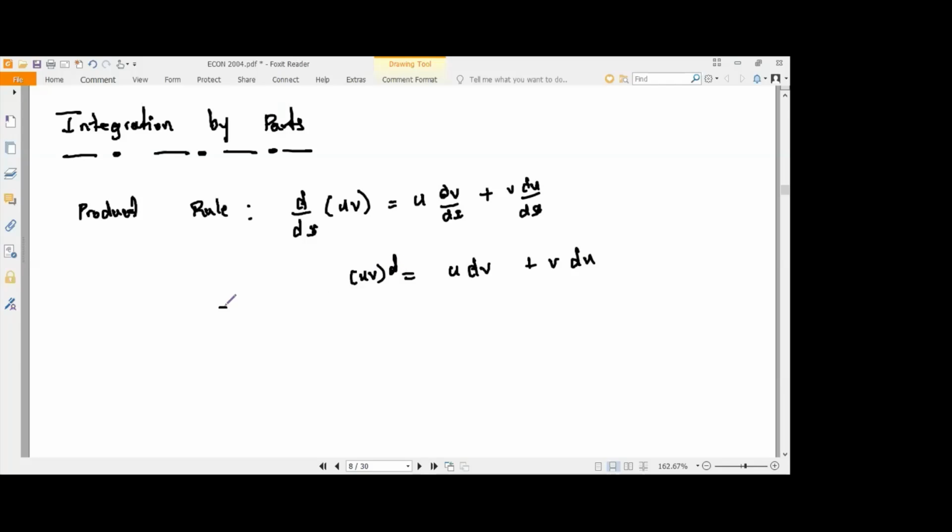Now, what we're going to do, we're going to integrate everything here. So we're going to integrate throughout, right? When I integrate throughout, the integral and the differential over here would cancel each other, so I'd actually get uv, right? Now, I can't integrate u with respect to v because u is a function of x, not a function of v. I can't integrate v with respect to u either, because v is actually a function of x and not a function of u, so we can't simplify that.